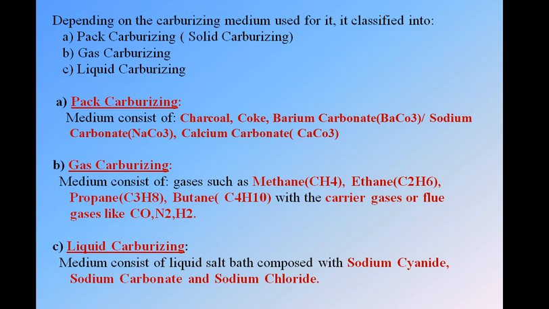Next, gas carburizing. In this we have gases like methane, CH4, C means carbon, carbon is there. Ethane, C2H6, C is there. Propane, C3H8, C is there. Butane, C4H10, again carbon is present. With this we have carrier gases, or we can say flue gases, like CO, N2 and H2. All these are gases only. So the carrier gases will have the work like, we have the N2.